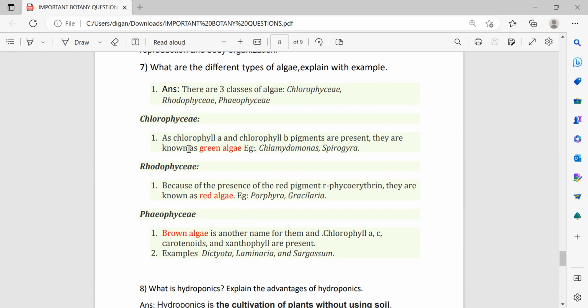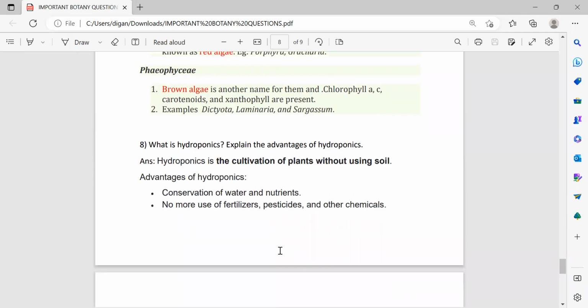And here I am giving what type of pigment is present. In chlorophyceae, chlorophyll A and chlorophyll B are present. In rhodophyceae, the pigment R-phycoerythrin is also present. And in brown algae, chlorophyll A, chlorophyll C, carotene, and xanthophyll are present.